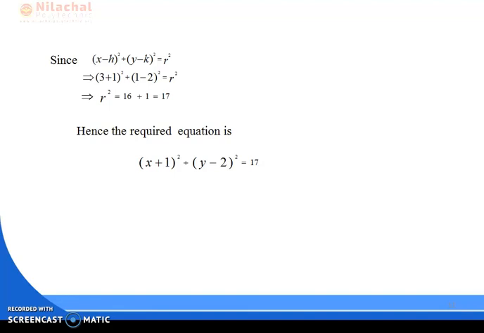In the next video we will talk about another form. This is called the general equation of the circle.